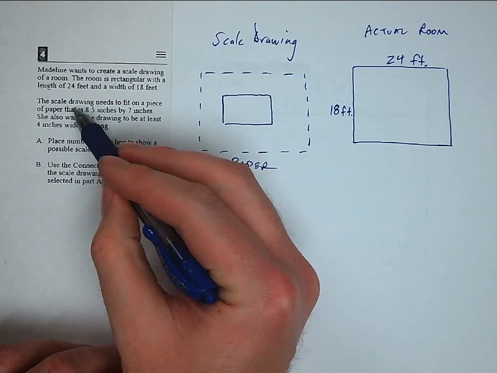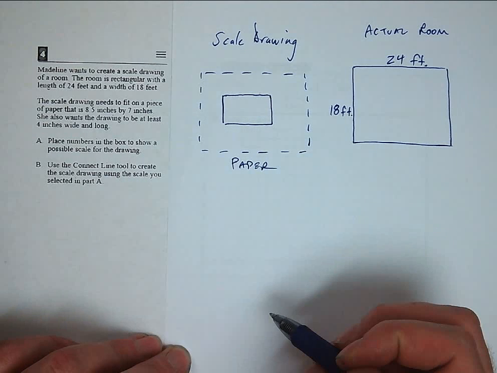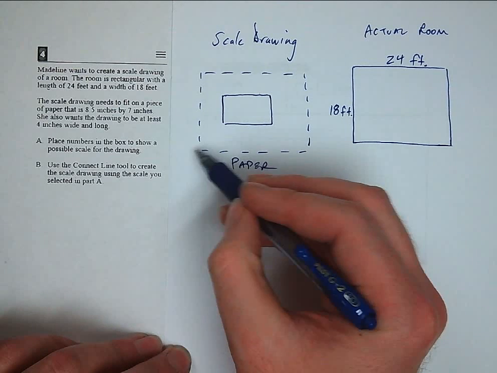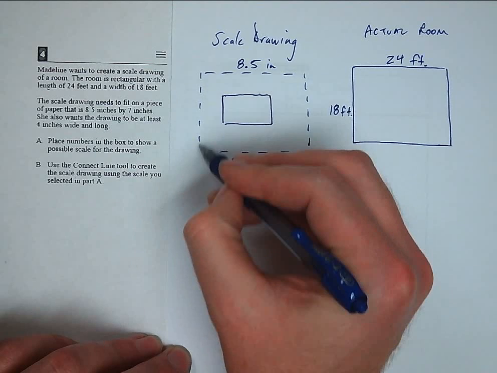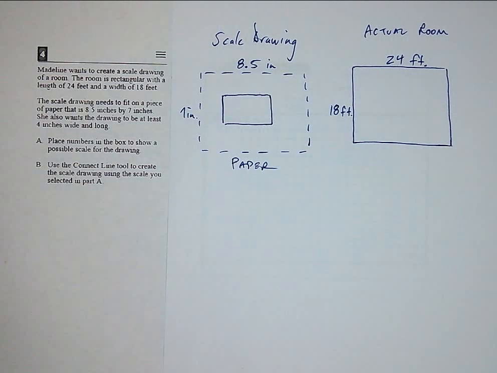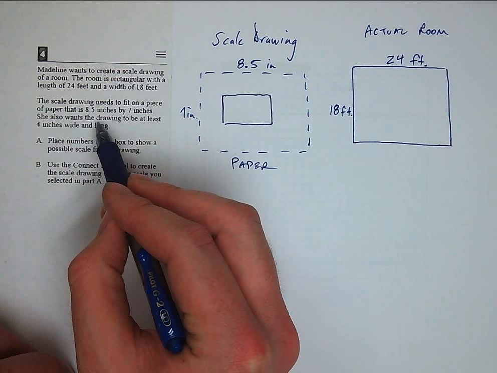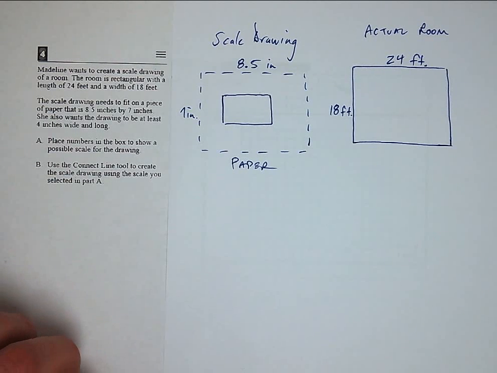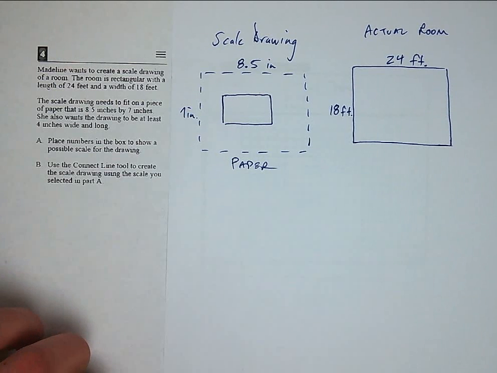They said the piece of paper is 8.5 inches by 7 inches. Which side looks longer than the other? Right, you should know that this side would be the 8.5 inches, this shorter side would be the 7 inches for the paper. So we're just labeling everything we know. Okay, the problem also says she also wants the drawing to be at least 4 inches wide and long, which means at least 4 inches wide and at least 4 inches long. So those are some pieces of information that are important to this problem.